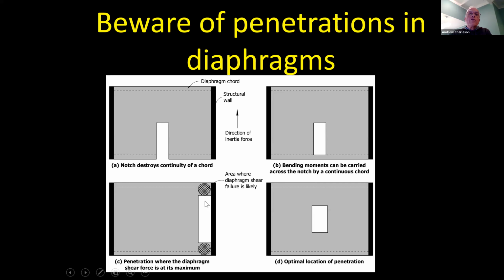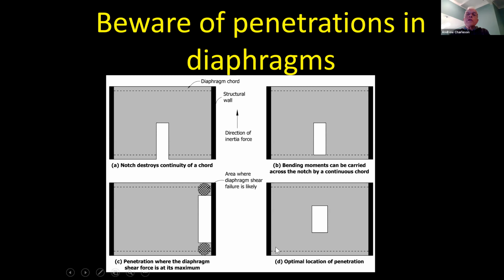What about if you have a penetration near the end of your floor slab? Well, this is quite dangerous, really, because the inertia forces want to try and get into the shear wall, but they can't because this is an opening. So they try and go through these two areas that will probably break because they're not strong enough. So this is not a good design.